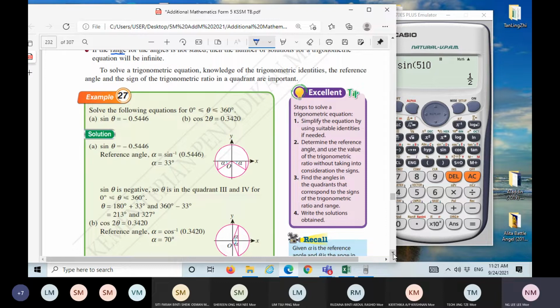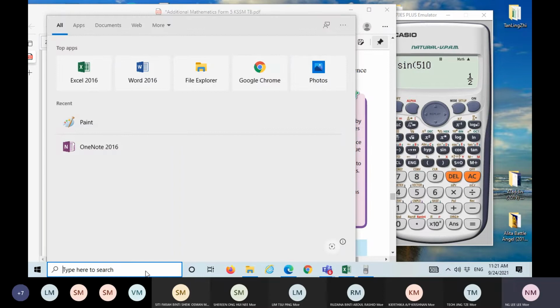Now we start. Let us start this way. Because your textbook jumps quite fast, if I follow the textbook, I'm scared you will be lost. So I will try to go step by step, slower.